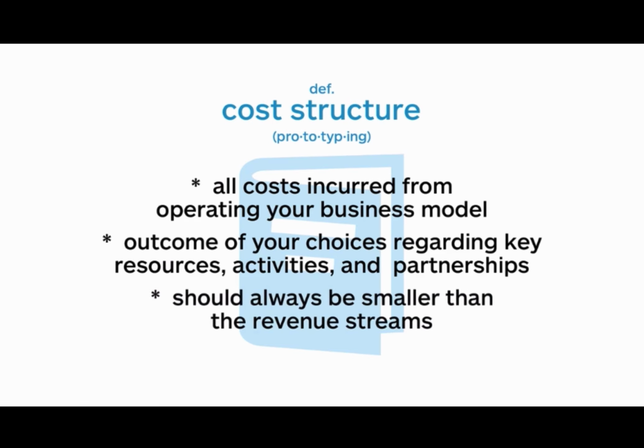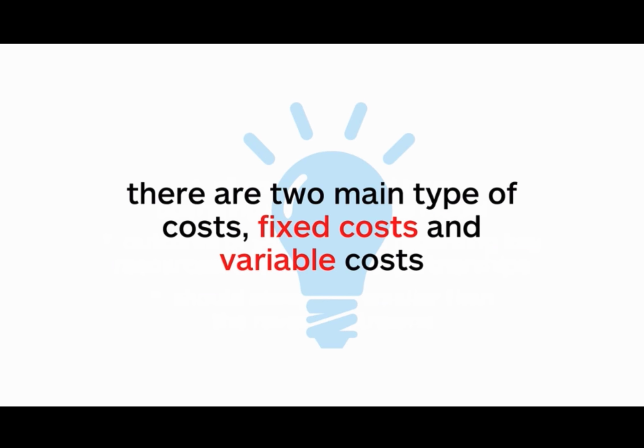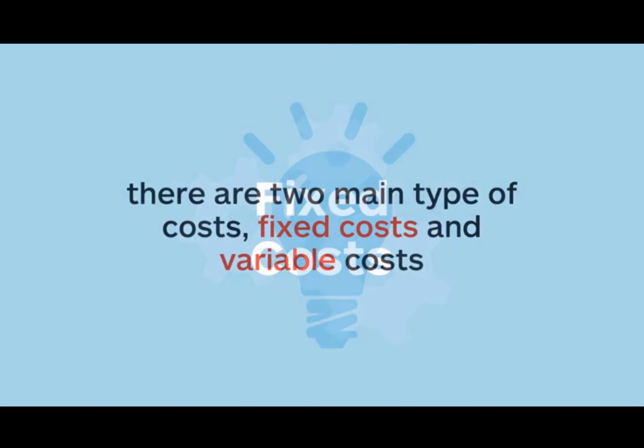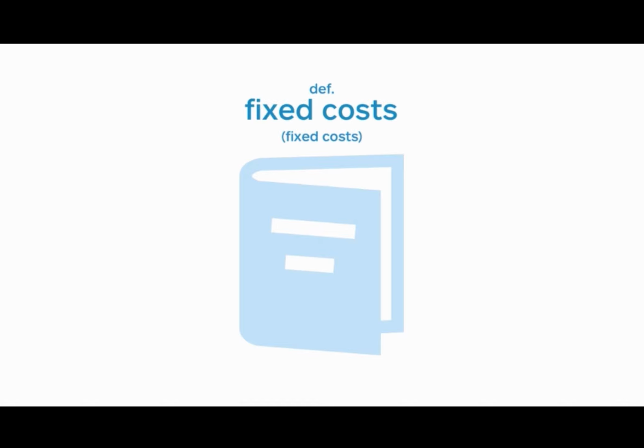And of course, your costs should always be smaller than your revenues. Otherwise, you don't have a very sustainable business model. There are two main categories of costs: fixed costs and variable costs. Let's start by looking at fixed costs. And we'll start with a definition.